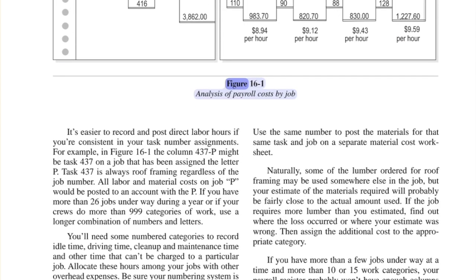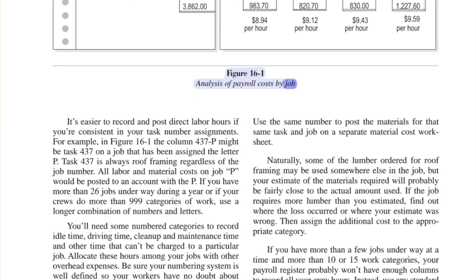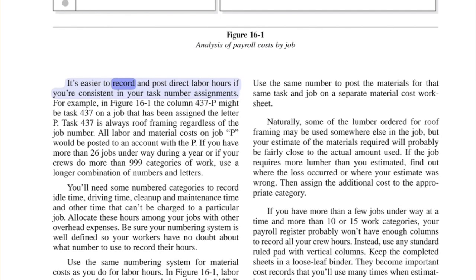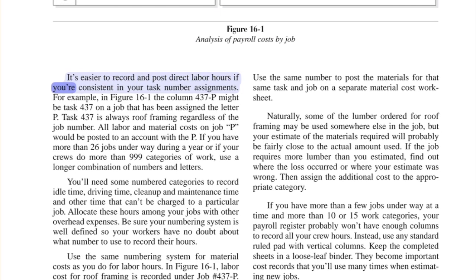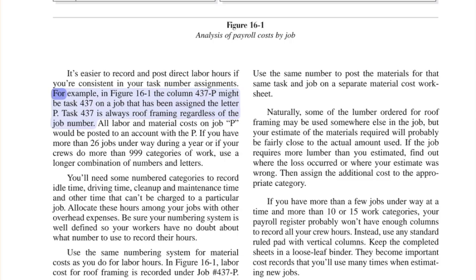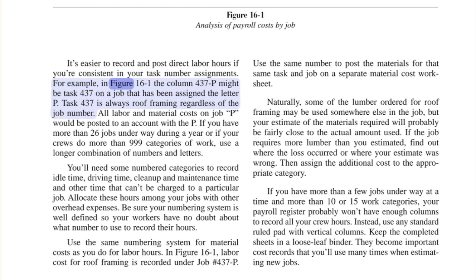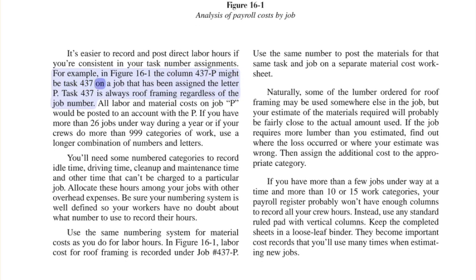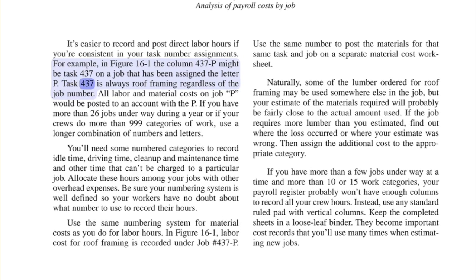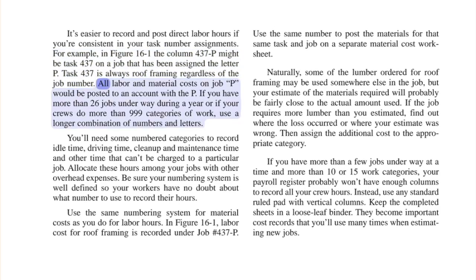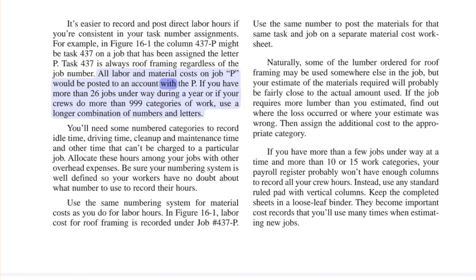Figure 16-1: Analysis of payroll costs by job. It's easier to record and post direct labor hours if you're consistent in your task number assignments. For example, in Figure 16-1, the column 437P might be task 437 on a job that has been assigned the letter P. Task 437 is always roof framing, regardless of the job number. All labor and material costs on job P would be posted to an account with the P.